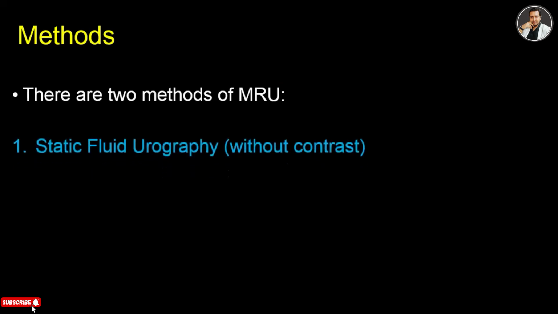So now the methods of MR urogram. There are two methods or techniques for MR urogram. The first one is the static fluid urography, and that is a without contrast technique. And static fluid means that the fluid is stuck in one place, like hydronephrosis. In the case of hydronephrosis of the kidney, the urine is stuck and urine is not flowing. So this is the case, and it's called the static fluid urography.